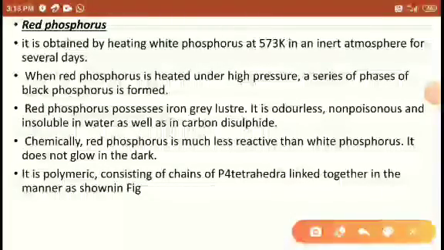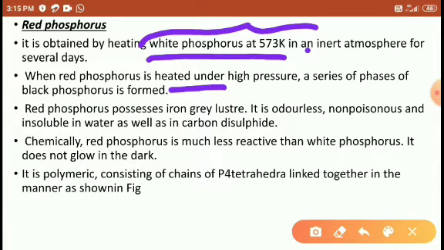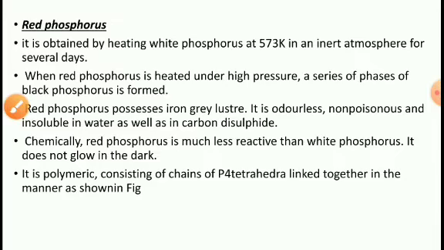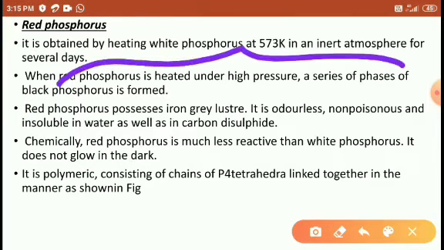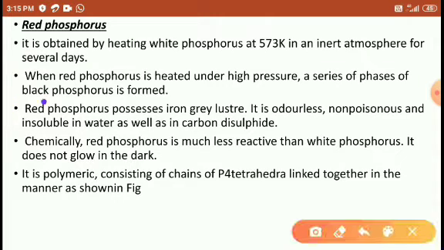Now, students, red phosphorus is obtained by heating white phosphorus at 573 Kelvin in an inert atmosphere. And red phosphorus heated under high pressure forms a series of black phosphorus. What happens during the heating? The particles are fused with one another. Due to the fusing, a series of black phosphorus is formed.